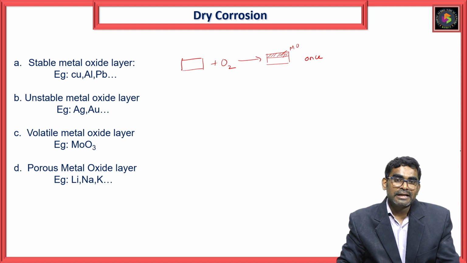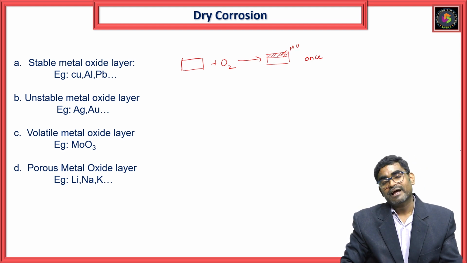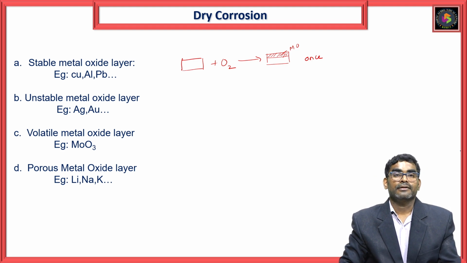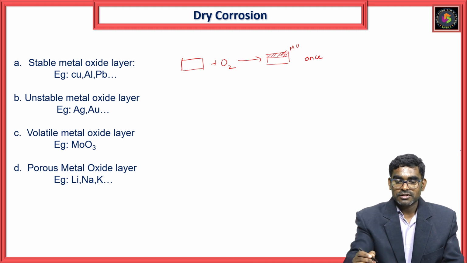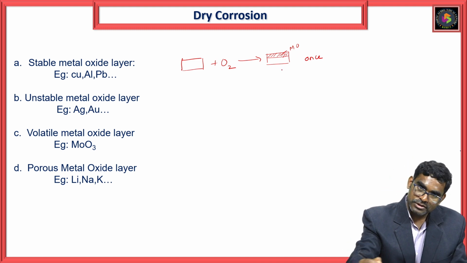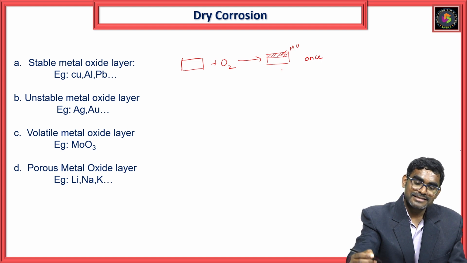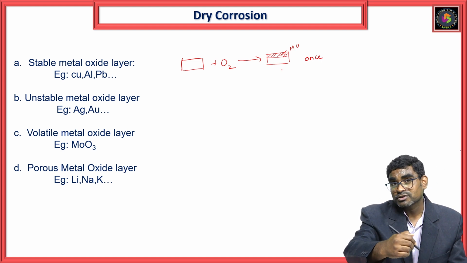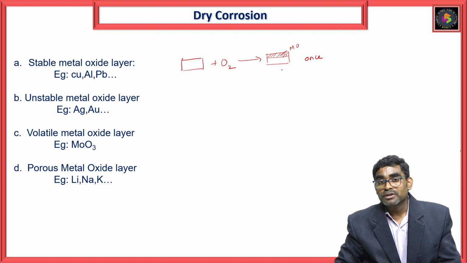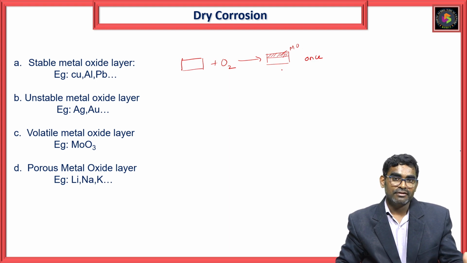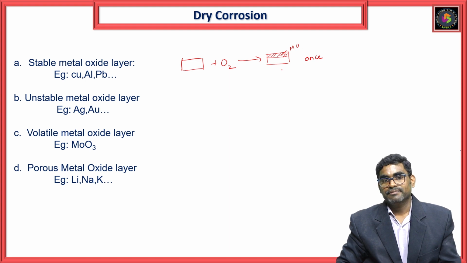Thereafter, this metal oxide layer itself acts as a protecting layer for the metal. This metal oxide layer surrounds the metal, so it doesn't allow environmental oxygen to enter in, so that it is going to act as an inert barrier between the environment and the metal. So further, no corrosion takes place.